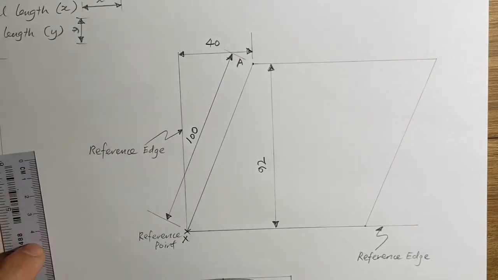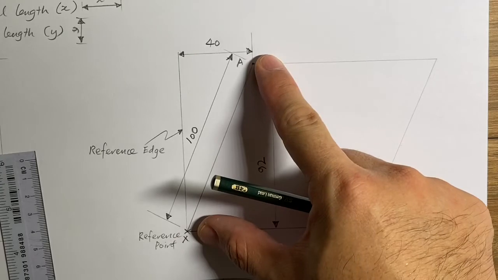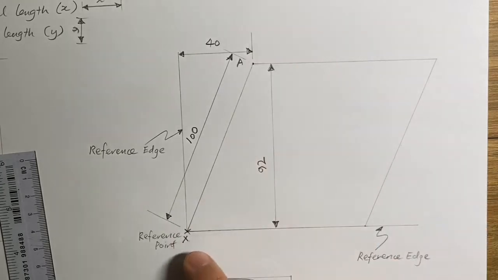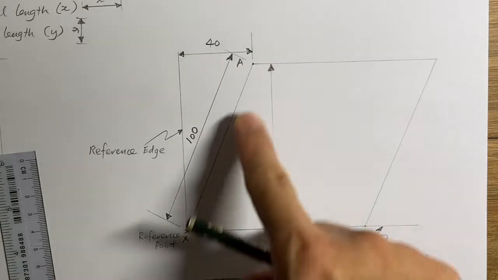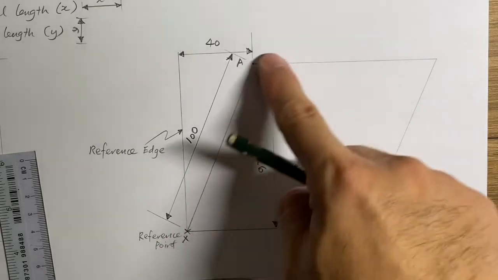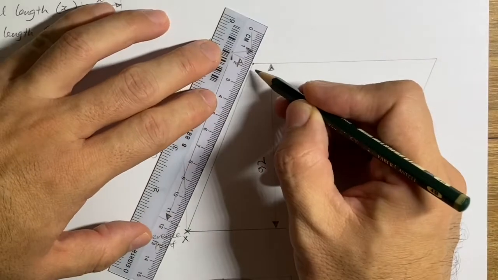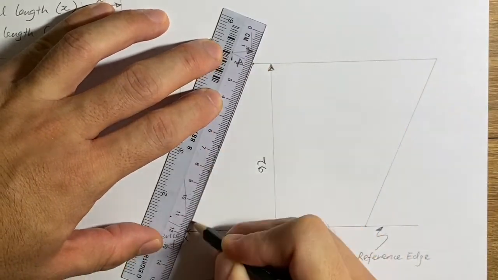So in terms of dimensioning, we need to tell people the length of this edge of the parallelogram, and we have to tell the position of this point from a reference point. So when we do that similarly to other points, we will actually determine and define the exact shape of this parallelogram. So let me go ahead and show you how we should do that.